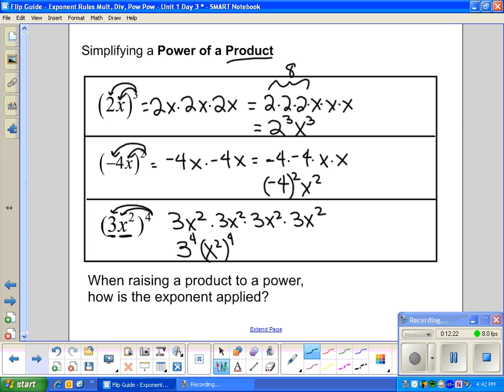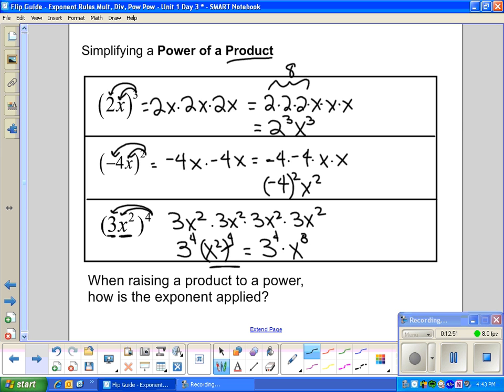Now I know this isn't completely simplified yet because I've got a power to a power here. If I've got a power to a power, I know I will end up multiplying. So I'll end up with 3 to the fourth power times x to the 2 times 4, which is 8, power. That'll be my end result. But I used the shortcut of a power of a product to get me there.